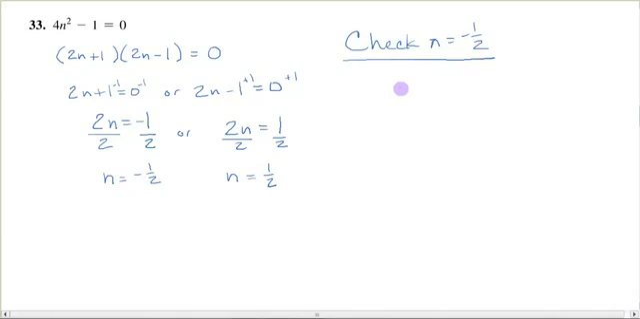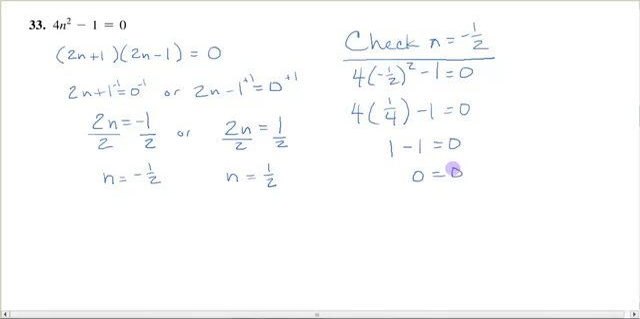Check n equals negative 1/2 and put it into the very original problem. 4 times a negative 1/2 squared minus 1 equals 0. Remember we do exponents first and then we'll multiply by the 4. So a negative 1/2 squared is 1/4. And 4 times 1/4 is 1, minus 1 equals 0. So 0 equals 0. Then we'll check n equals 1/2. Again, put it into the very original problem. Always want to do that.